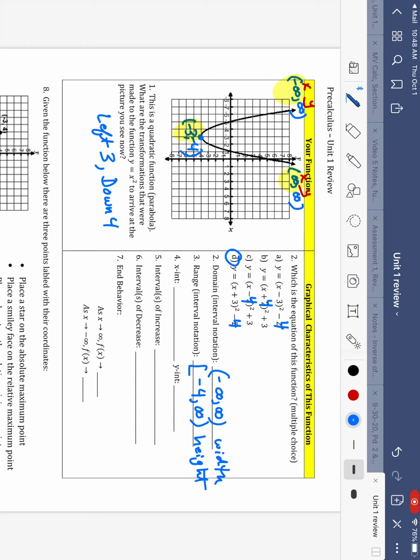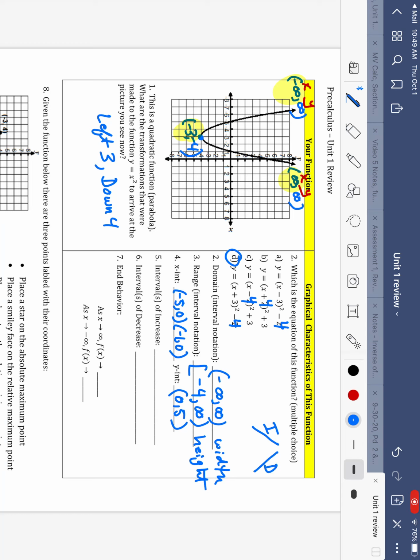All right, the x-intercepts and y-intercepts. The x-intercepts, I see them at -5 and -1, so I'm going to put -5, 0, and -1, 0. And the y-intercept is right there at 0, 5. Something to notice: intervals of increase and decrease. Remember, when something has a positive slope, it's increasing. When something has a negative slope, it's decreasing.